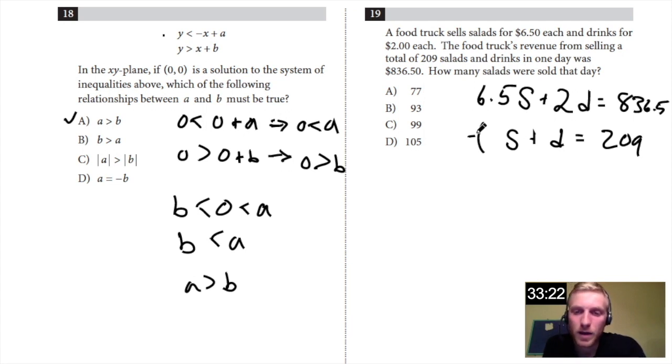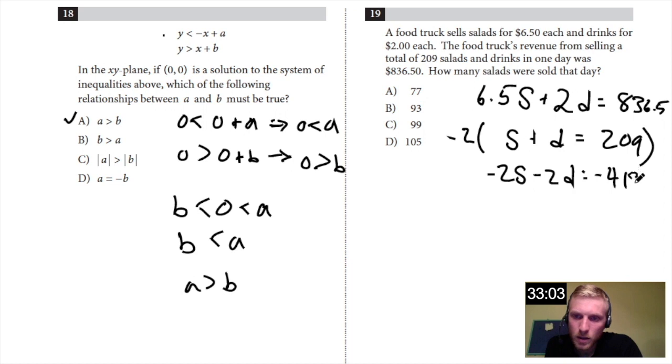So let's multiply our second equation by negative 2. We'll add that to our first equation. This is rewriting our second equation: negative 2s minus 2d is equal to negative 418. Okay, and we're going to add our first equation to this. So negative 2 plus 6.5 is going to give us 4.5s. These are going to cancel out, so 2d minus 2d is equal to 0. And so we're going to have 836.5 minus 418.